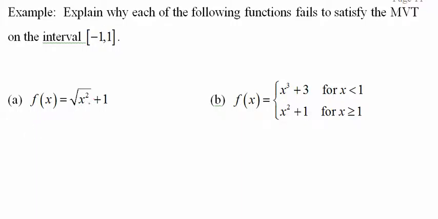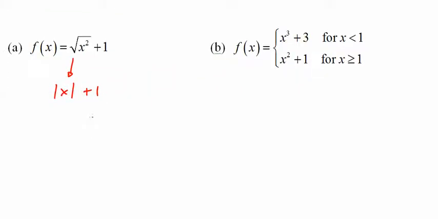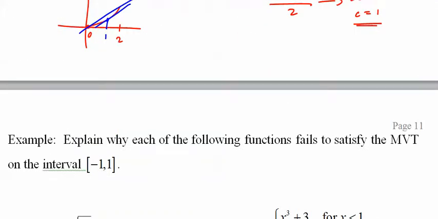You can put -1 to 1 in. Nothing wrong with that. And then is it differentiable? And the answer is yes, except for a certain spot. Square root of x squared just basically means absolute value of x plus 1. When we graph that, you get this. And it doesn't go on forever because it's from -1 to 1.